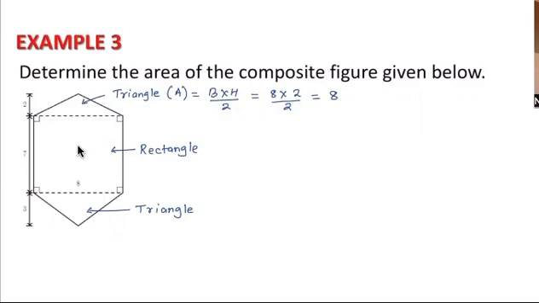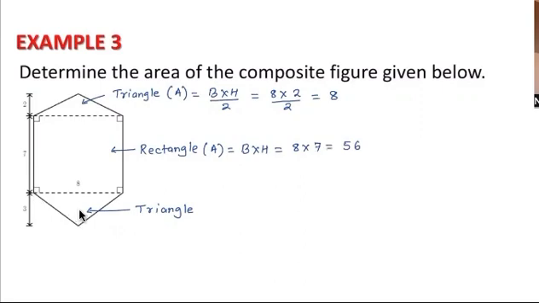Now let's find the area of this rectangle here. You know that the area of a rectangle is base multiplied by height. Base over here is 8. And the height, this is the height, as you can see here. Height is 7. 7 times 8 is 56.